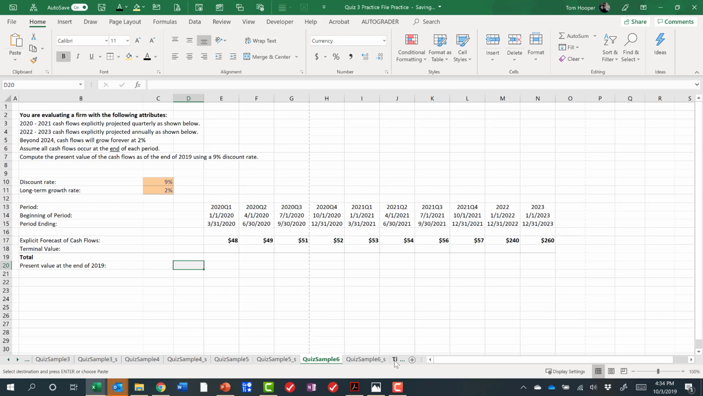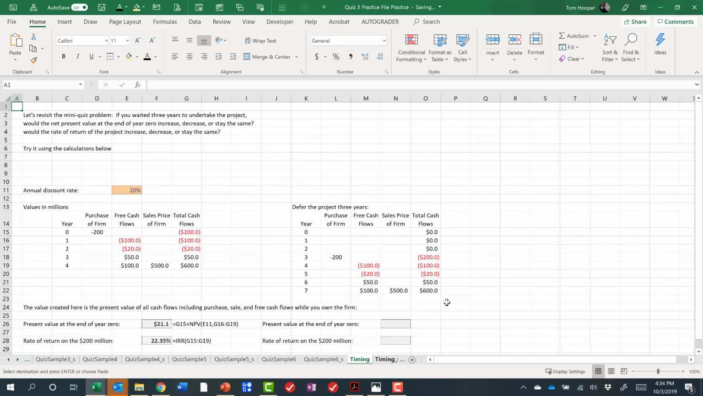There's one more problem I would like to look at. Let's go back to the very first problem in this file where we calculated net present value and rate of return of this series of cash flows. And my question for you is, if we deferred that project for 3 years but had exactly the same cash flows, how would that affect the present value and the rate of return? So take a look at that.